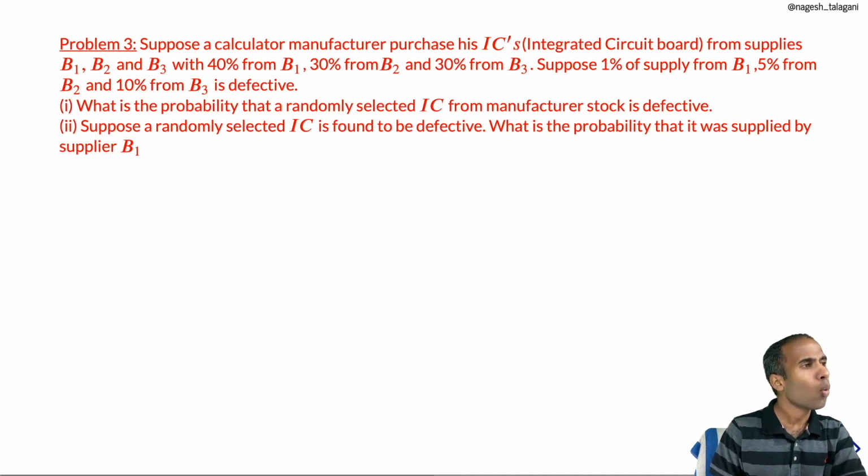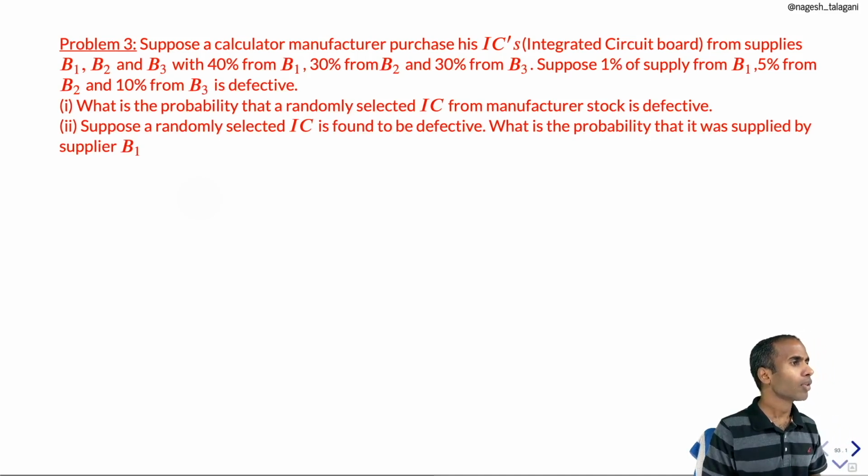Question 1. What is the probability that a randomly selected IC from manufacturer stock is defective? Question 2. Suppose a randomly selected IC is found to be defective, then what is the probability that it was supplied by supplier B1? Okay, let's try to answer these two questions.